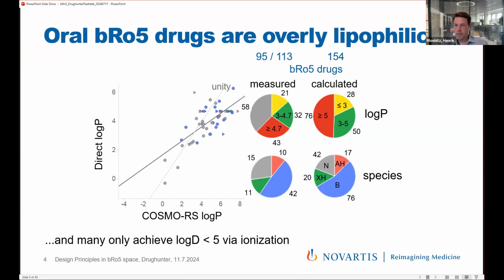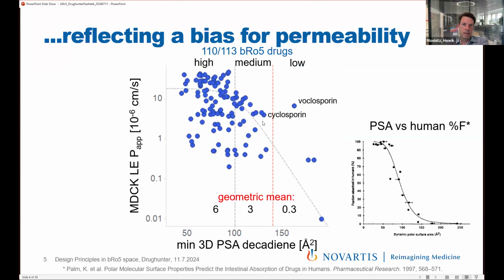So you see about 80% of them are acidic, basic, or zwitterionic. And the number of neutral species increases in those that can be measured. So many compounds just achieve a logD of less than 5 by ionization. On the next slide, we see that this is likely because this data set has a bias for permeability. The compounds have to be permeable because most targets are intracellular.